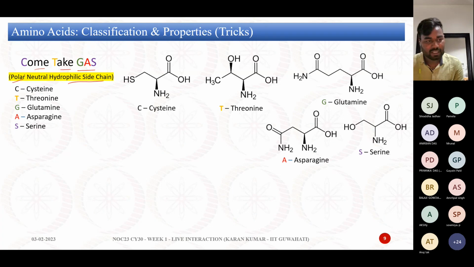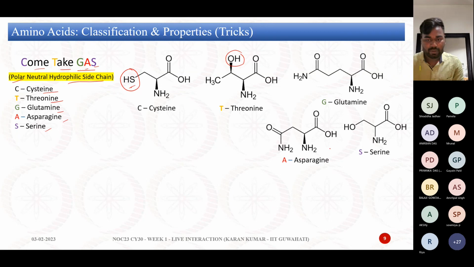So in "Come Take Gas", C in come represents cysteine, which has the SH group in its side chain. Then T in take represents threonine. Threonine has OH in its side chain, a hydroxyl group, which makes hydrogen bonds with water and makes it hydrophilic. SH can also make hydrogen bonds, so because of that it is hydrophilic. Now in gas, G represents glutamine, A represents asparagine, and S represents serine.